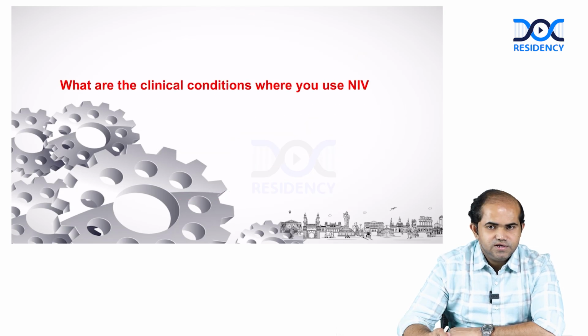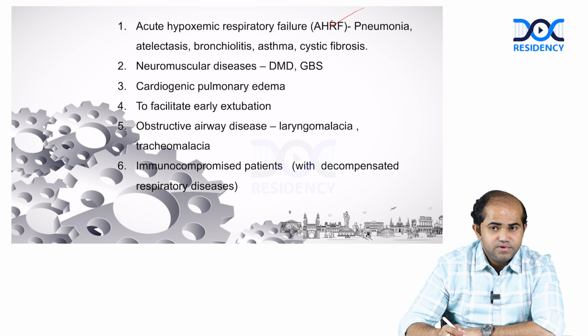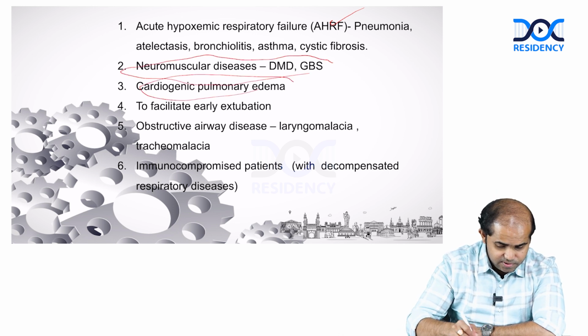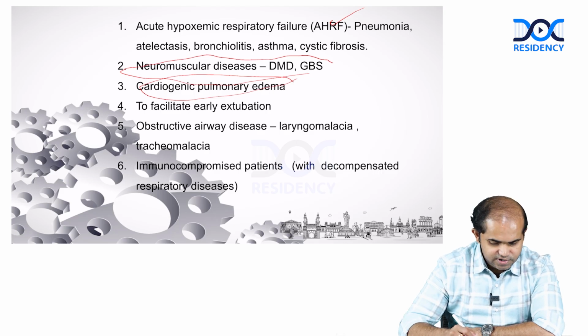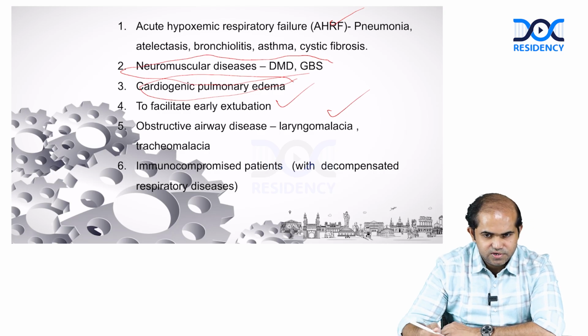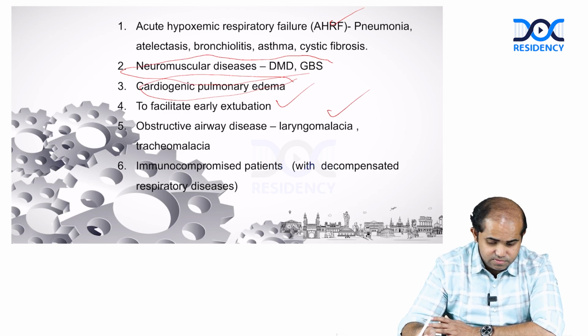So what are the clinical conditions where you see NIV? Acute hypoxemic failure, where the better indications are neuromuscular diseases or cardiogenic pulmonary edema. Sometimes we use it to facilitate early extubation, and in obstructive airway diseases. So these are the conditions where we use it, mainly in early extubation. You want to extubate the child but the child still requires some positive pressure ventilation. The best method is putting the child on NIV. And if the child has CCF or pulmonary edema, the best method is NIV.